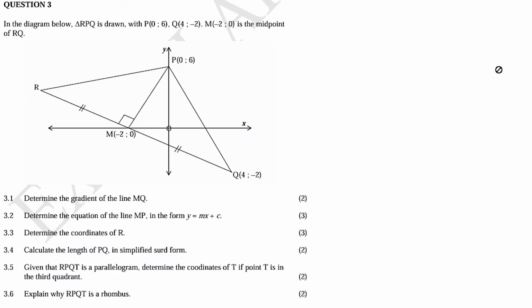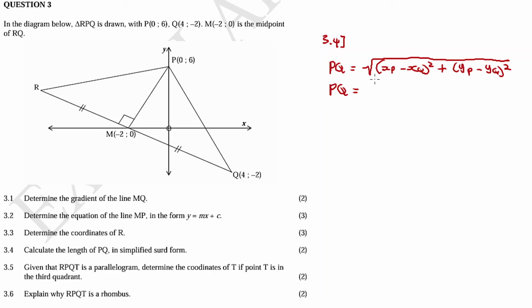Okay, then 3.4, what do we have? Calculate the length of PQ. Okay, so it's the high point. Anyway, PQ is equal to the square root of (xp minus xq) squared plus (yp minus yq) squared. All right, there's nothing difficult here. So let's substitute.